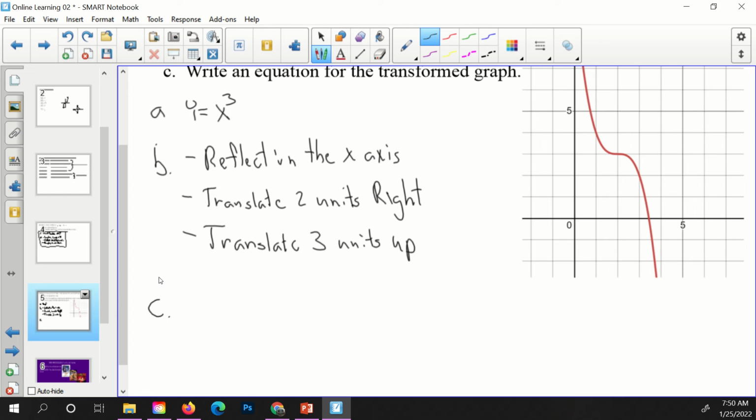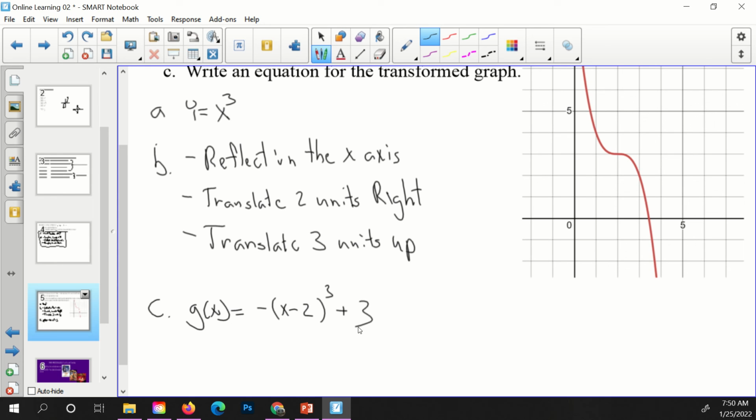All right, so part C says that we want to write an equation for the transformed graph. So our transformed graph, we're going to call it g of x. All right, we've got this x to the third, and we want to reflect in the x-axis. So I'm going to put a negative out in front of that to the third. 2 units to the right. Well, if 2 units to the left was a plus, then if I want to go right, I'm going to subtract 2 units.